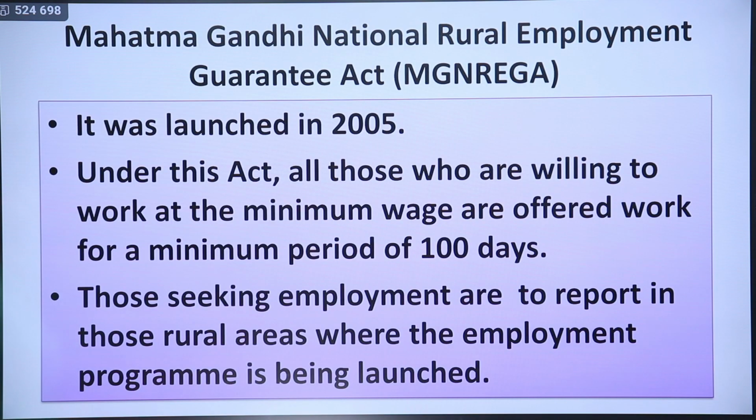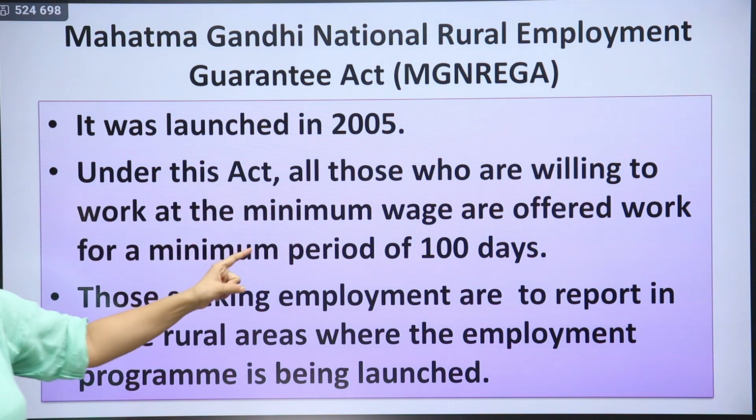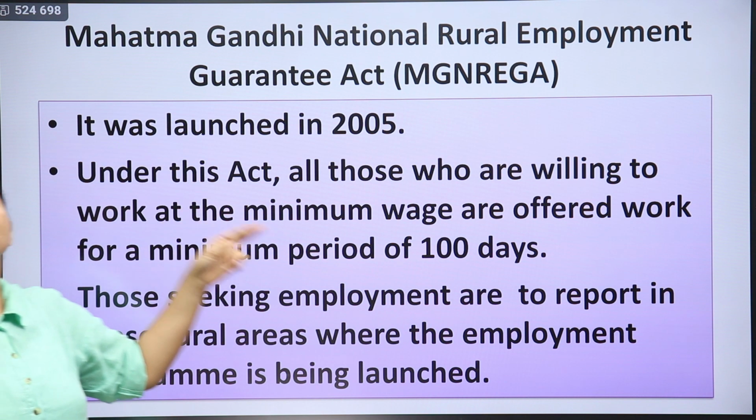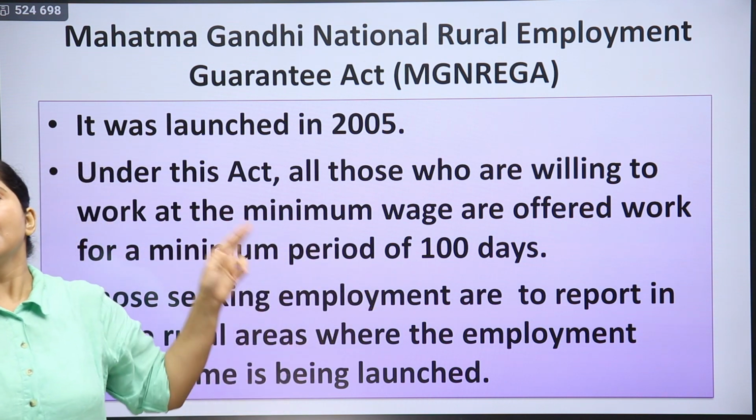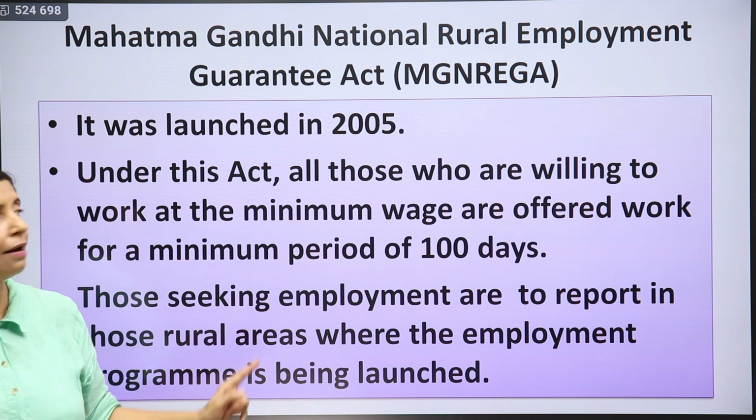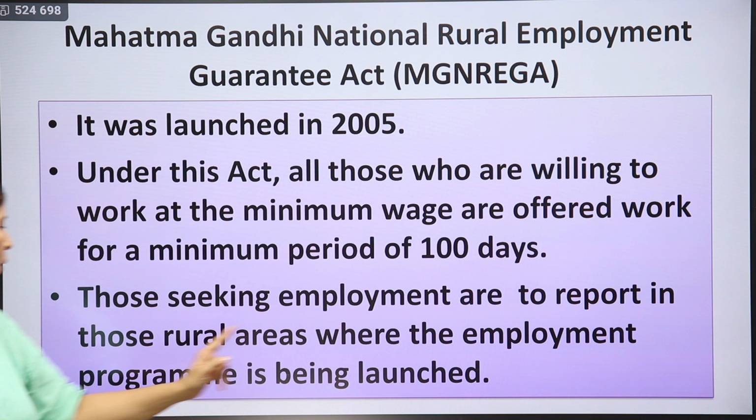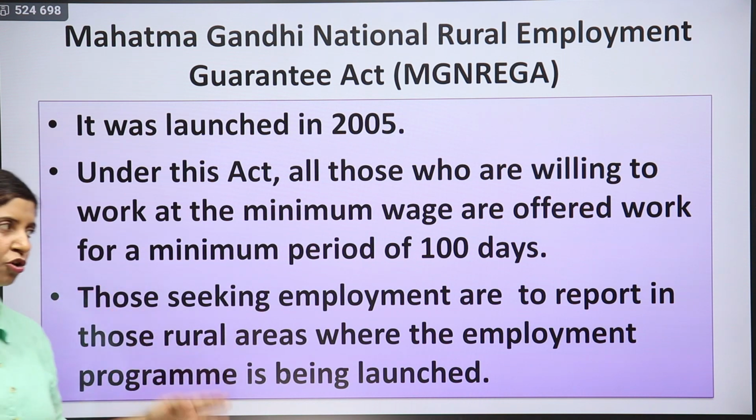Let's discuss them. The Mahatma Gandhi National Rural Employment Program, that is MGNREGA, was launched in 2005. Under this act, all those who are willing to work at the minimum wage are offered work for a minimum period of 100 days. So it provides a minimum employment for 100 days in 1 year for people at minimum wage rate. Those seeking employment are to report in those rural areas where the employment program is being launched.